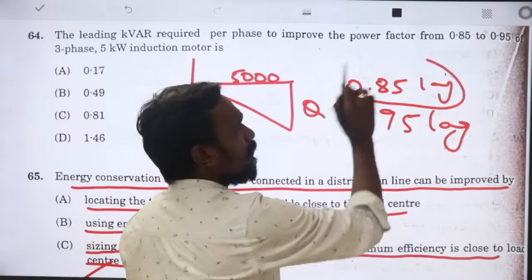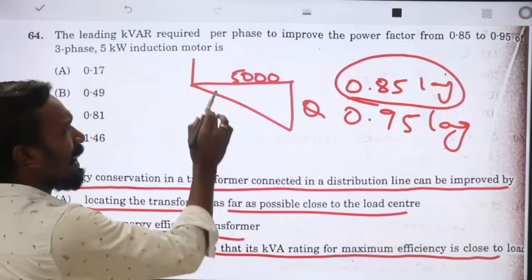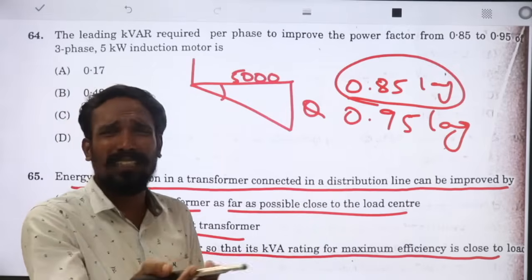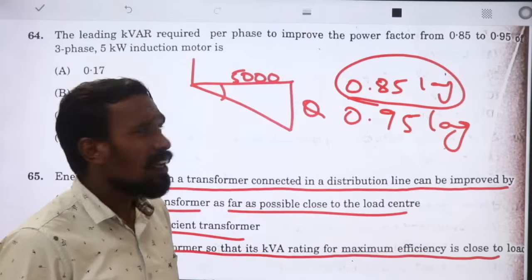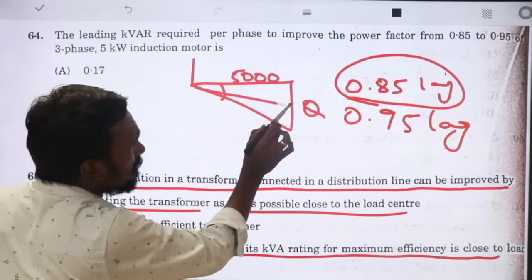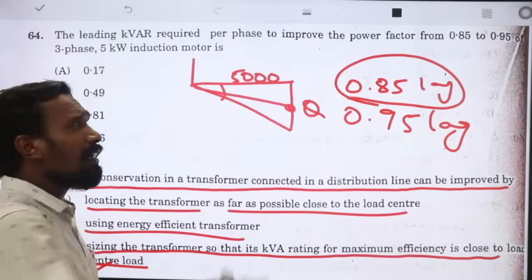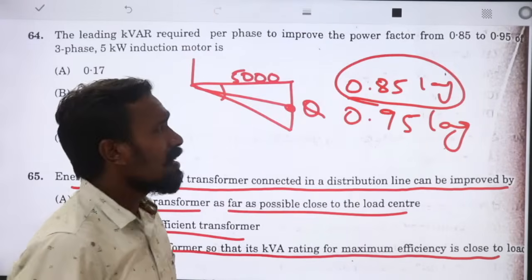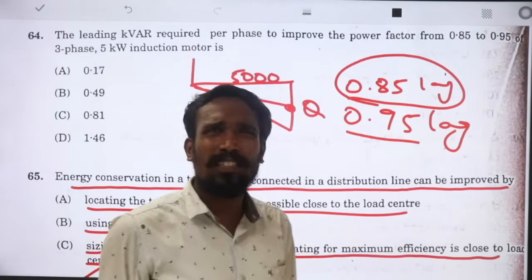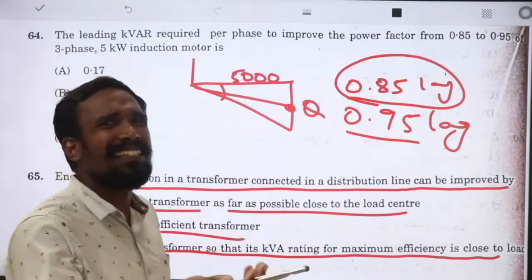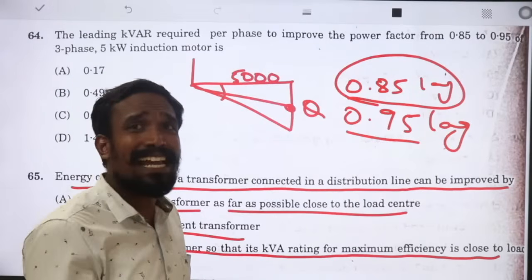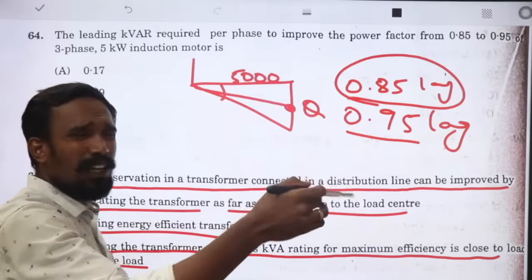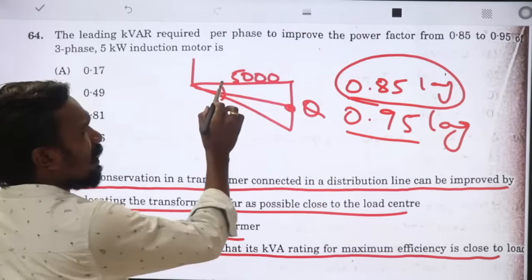When 0.85 power factor lagging is there, we have to calculate the angle. It may be 32 degrees or 30 degrees, something. And now we have to reduce this up to here, because when the reactive power reduces, the power factor will increase. 0.95 is nothing but around 18 degrees. Even without a calculator we can get the answer.